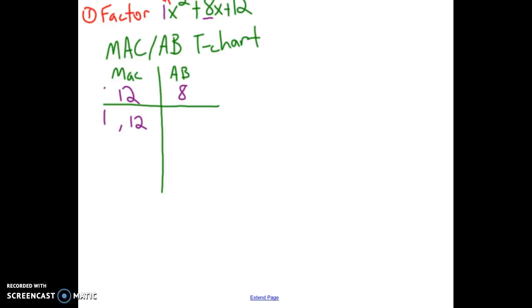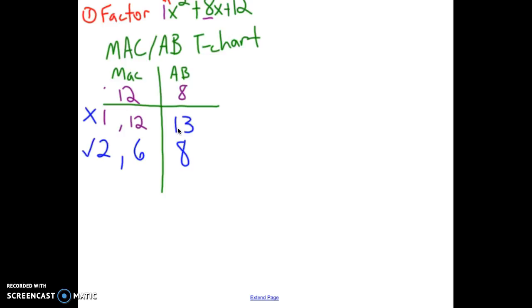So you start with 1 and its partner 12. Now 1 times 12 does equal 12, but 1 plus 12 equals 13. So this doesn't work. So then you just go down the line. The next number after 1 is 2, so I'll try 2. 12 divided by 2 is 6. 2 plus 6 in this case does indeed equal 8. So I have found my factors.